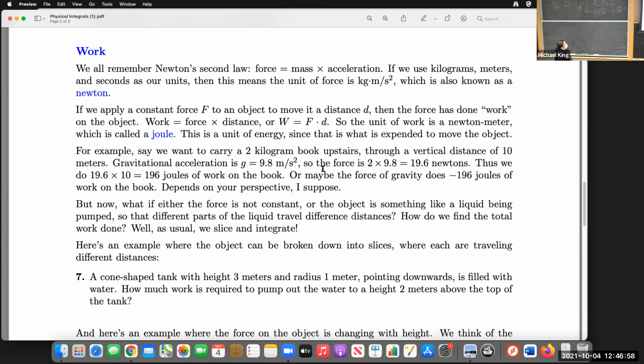So okay, work is force times distance. But what if either the force or the distance is not constant? That's kind of what we're talking about here.